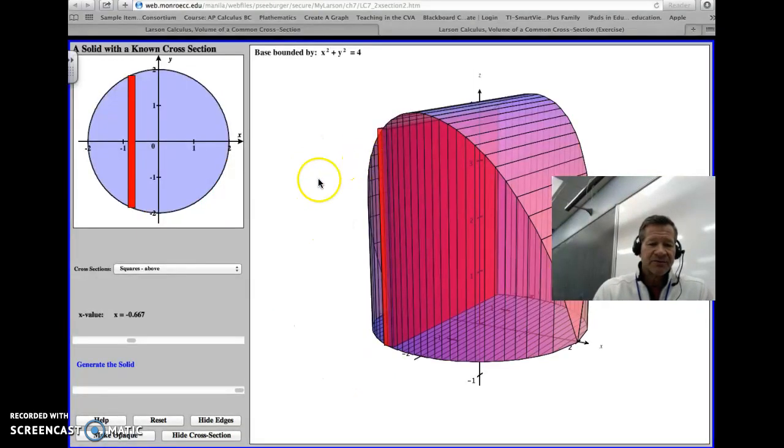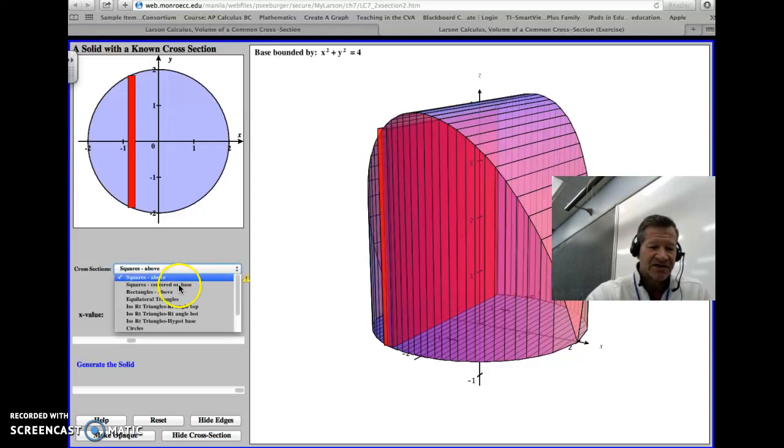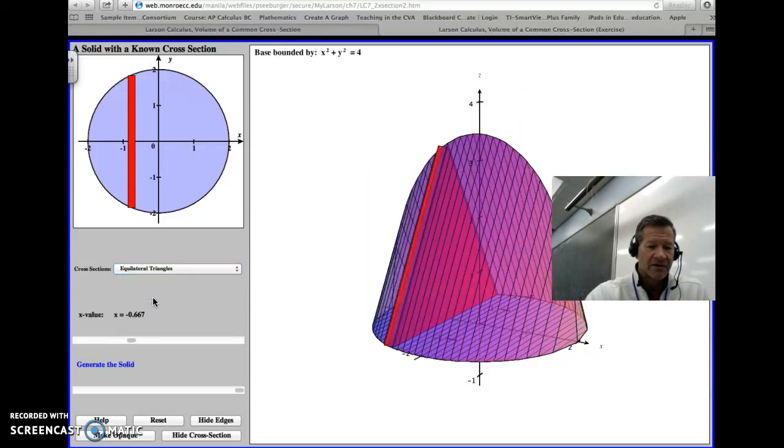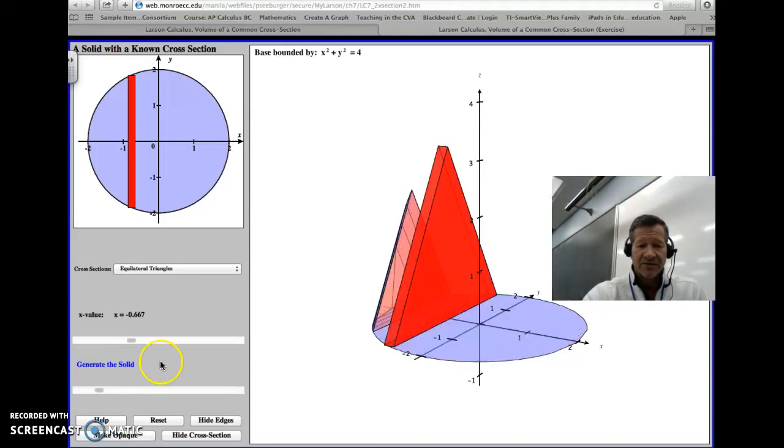You know, you're supposed to be able to change the cross sections also. I don't know if it'll let me, but right now the cross sections are squares that are above the axis. I could change it to equilateral triangles, or isosceles triangles, but you can see how that changes what the figure looks like. They're no longer squares now. So now the figures are isosceles triangles with a base in the plane, and now the figure looks a little bit different. There you can kind of see it.